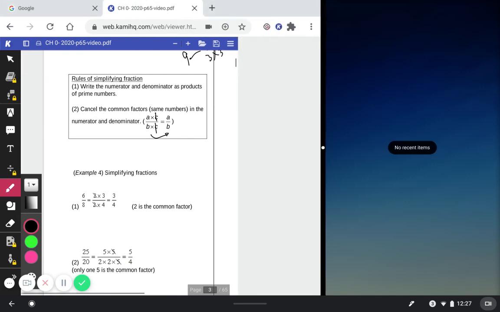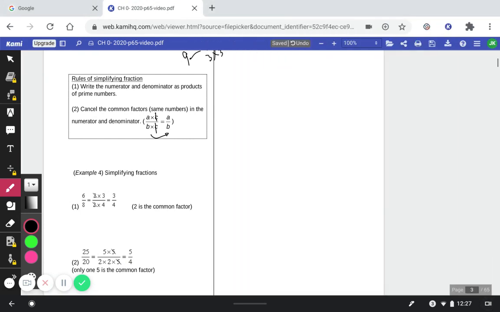So now, if you have 6 over 8, 6 can be written as 2 times 3, and 8 can be written as 2 times 4. And they have a common factor 2 in both numerator and denominator. So 2 is the common factor. Then you can reduce top and bottom, 2 and 2. You end up with 3 over 4. So we call this process simplifying fractions. So the fraction 6 over 8 has been simplified to 3 over 4.